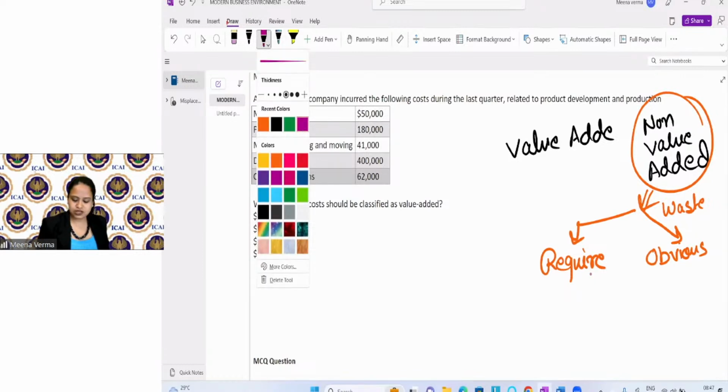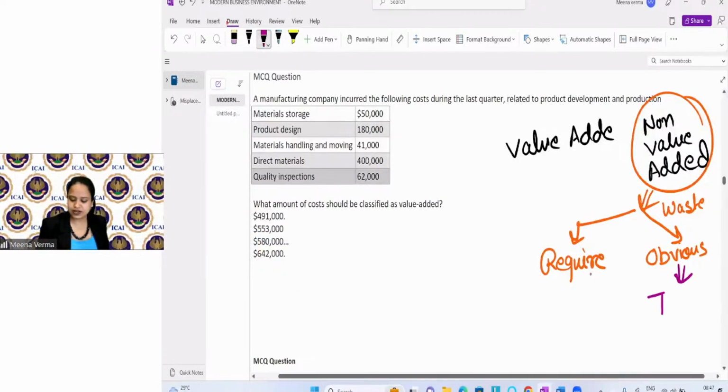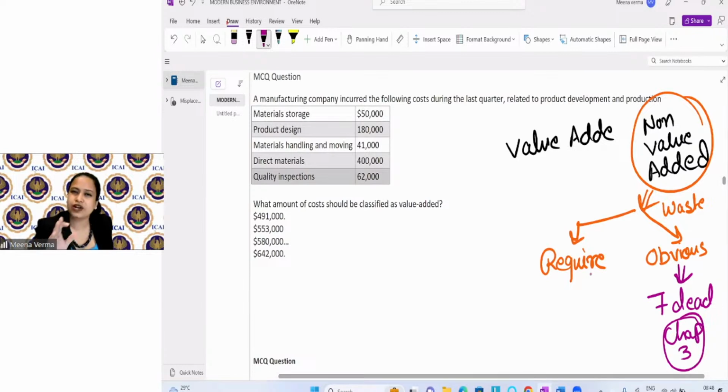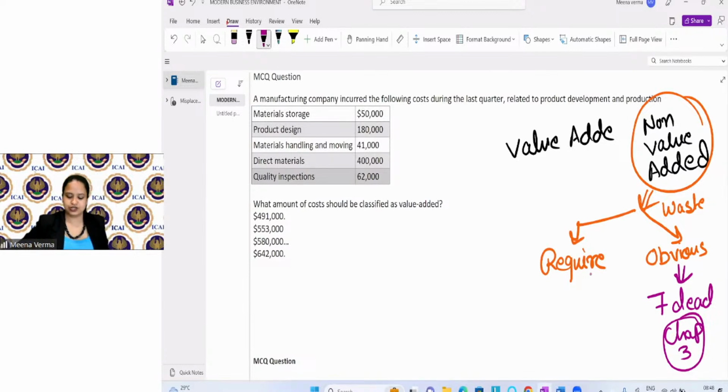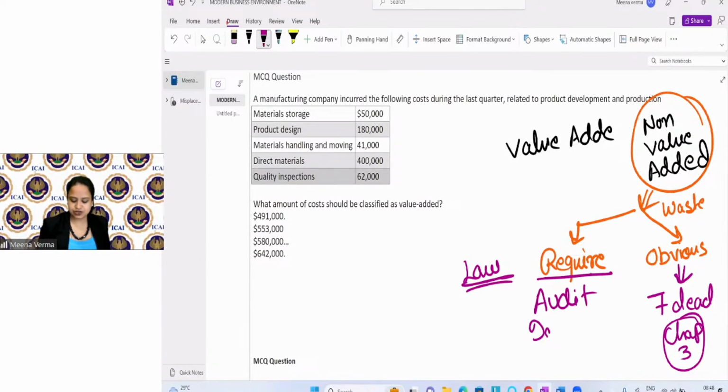All right. Now, what is the difference? Obvious wastes are the 7 deadly wastes, which you will study in chapter 3, which are not at all acceptable in the organization. And there are some waste activities that are still required, maybe because of the requirement of law. Because law is saying we need it, like audit. Audit is a waste actually. Checking, inspection.